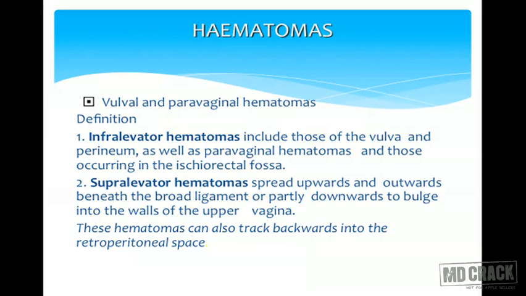Infralevator hematomas are those around the vulva and perineum, as well as paravaginal hematomas. They also occur in the ischiorectal fossa. Supralevator hematomas spread upwards and outwards beneath the broad ligament and can be of huge size. These hematomas can also track backwards, even into the retroperitoneal space.